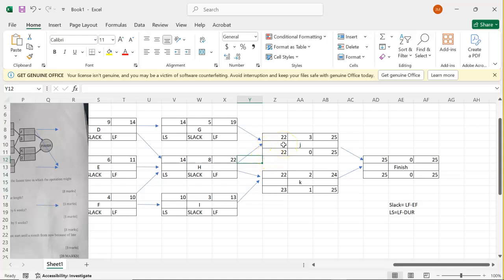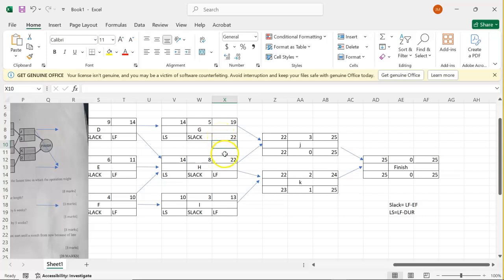This J was coming from G and H. Only two projects, G and H. G was coming from J. So let finish, we get this 22, we'll bring it there. For G, we're getting that 22, we're bringing it there.